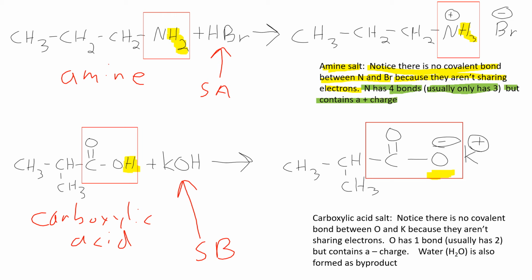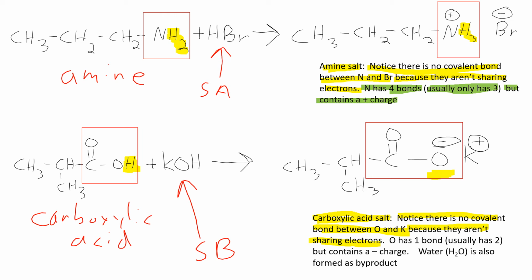So across the right, what you see is the change. What we end up forming is a carboxylic acid salt, an ionic compound. Notice there's no covalent bond between the oxygen and the potassium because they aren't sharing electrons. They're not capable of sharing the electrons. So we get ions, negatively charged oxygen, positively charged potassium.